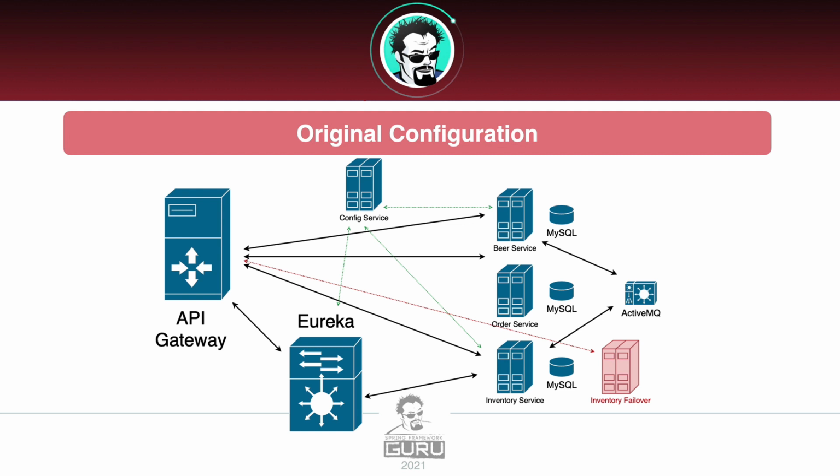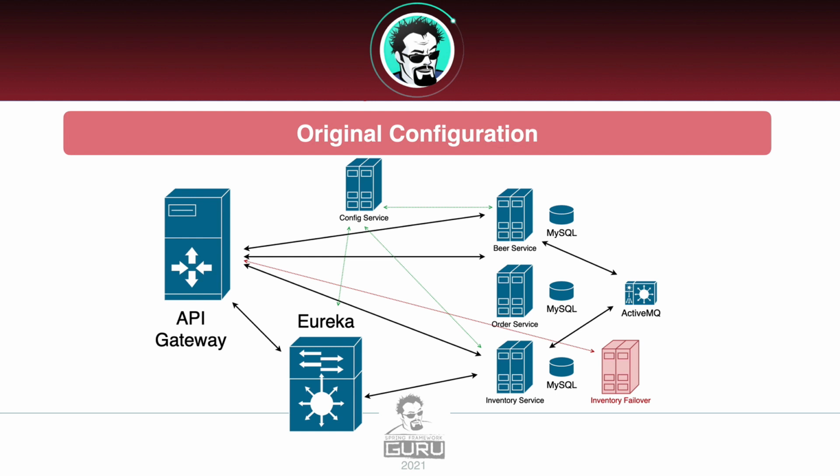And then we can see that the 3 services are deployed, each with their own MySQL backend, and then also ActiveMQ for our JMS broker. And then, of course, we have our inventory failover service, which is completely standalone. It doesn't have a database. It just needs to provide back a positive response.